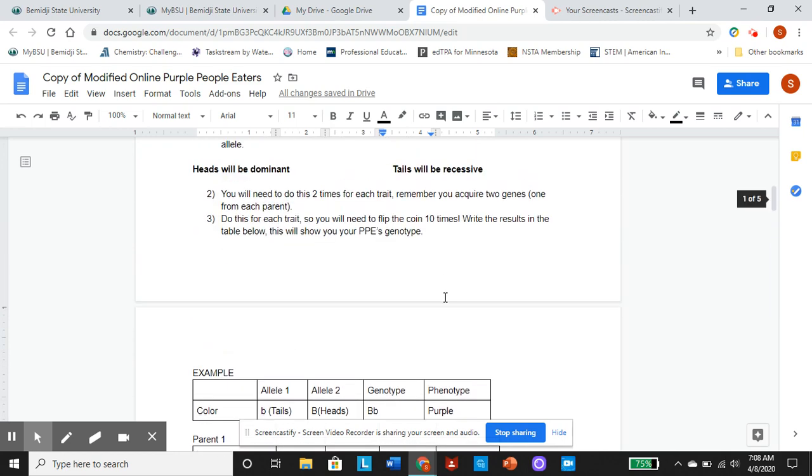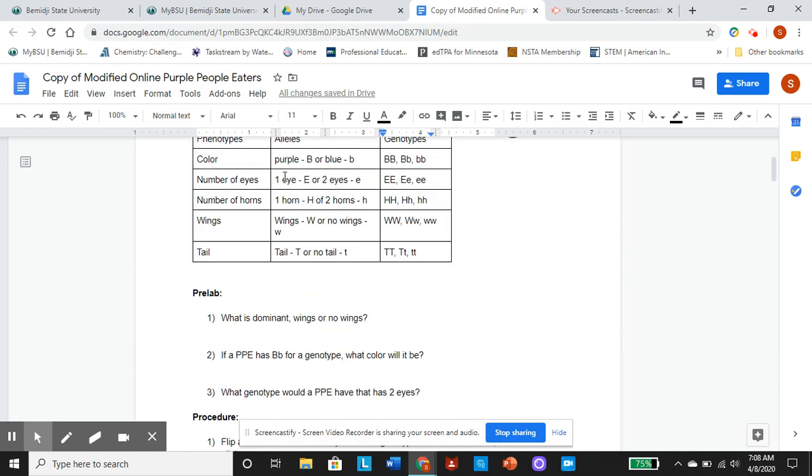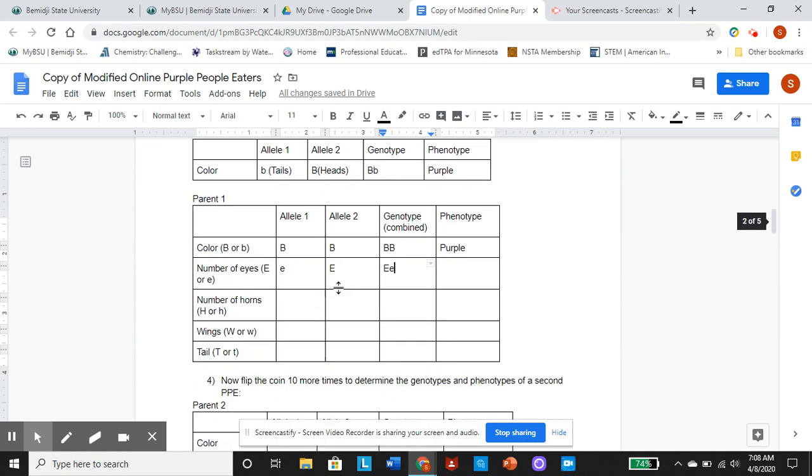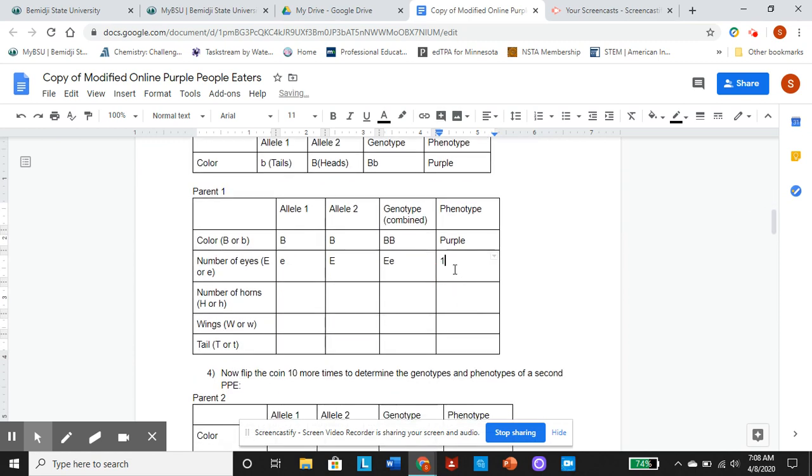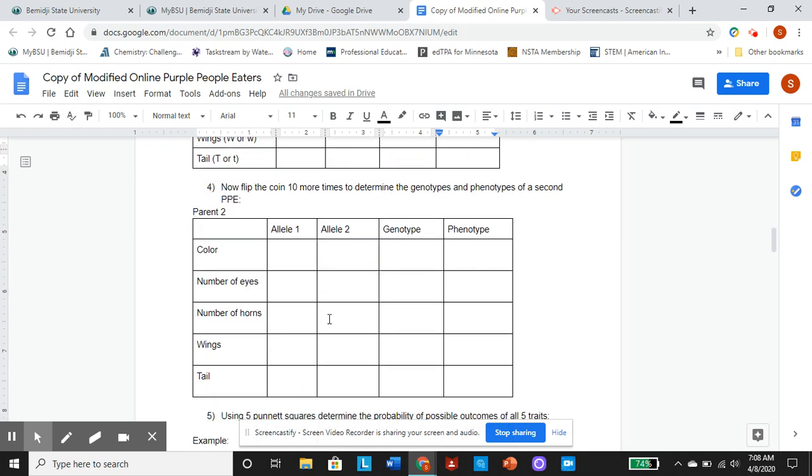So what is my heterozygous number of eyes? So I got a dominant and a recessive, that is heterozygous, and that would express one eye. I got one eye. All right, so you do that all the way down. Now you go to your next parent. You're going to do this again.